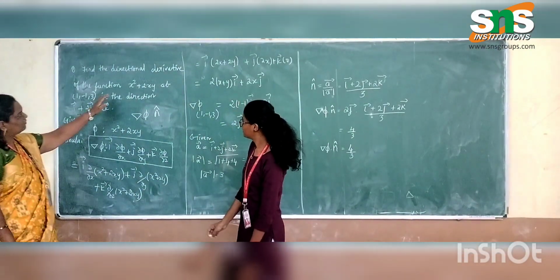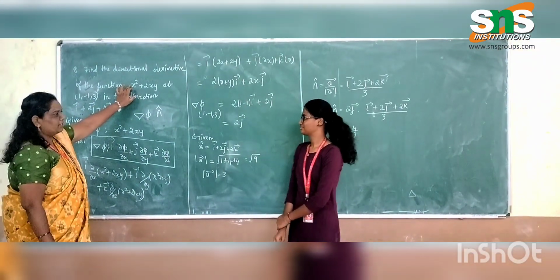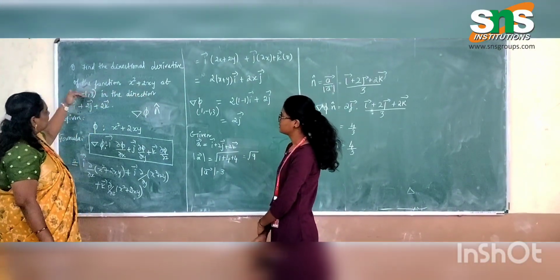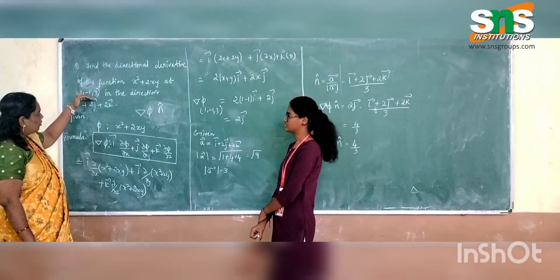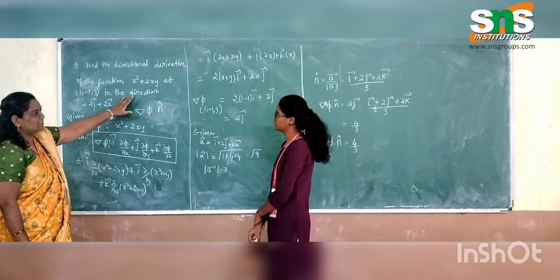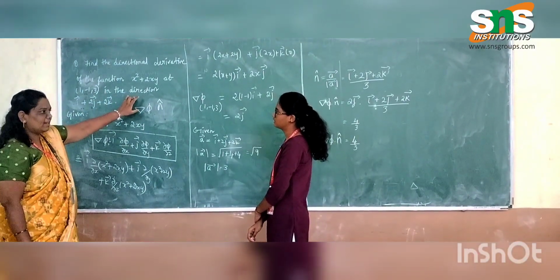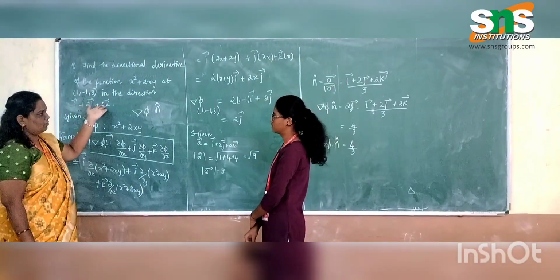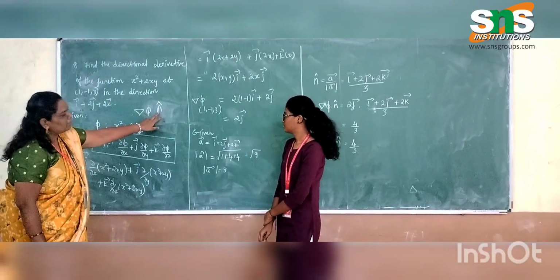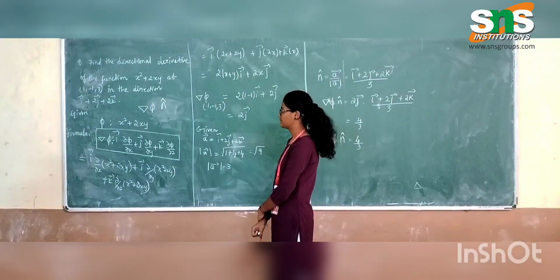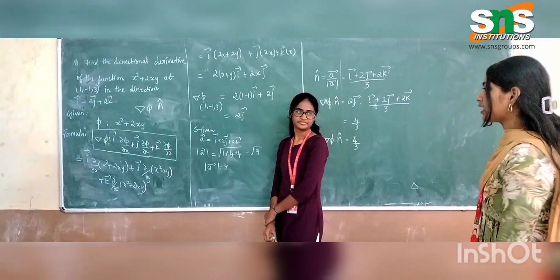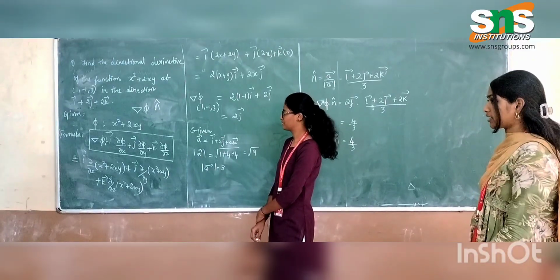Actually here they have defined a function phi. Phi is x squared plus 2xy and they have given a point, some particular point, and then they are referring to the direction. So the direction means a vector. So a vector is i plus 2j plus 2k. Okay, then what is the formula for n cap? Anyone know that? A vector divided by modulus of a vector.